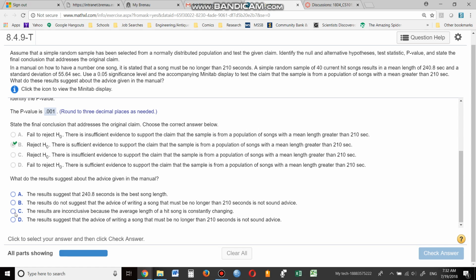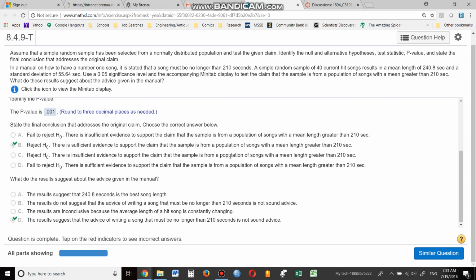The results are inconclusive. The results suggest that 240 seconds is the best song length. Well, that's not true. The results do not suggest that the advice of writing a song that must be known is sound advice. This one might be possible. The results are inconclusive because the average length of the hit song is constantly changing. I don't think that's correct. Maybe. The results suggest the advice of writing the song must be is not sound advice. So I think D is going to be the best answer.